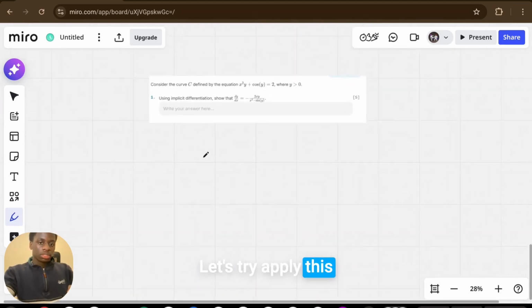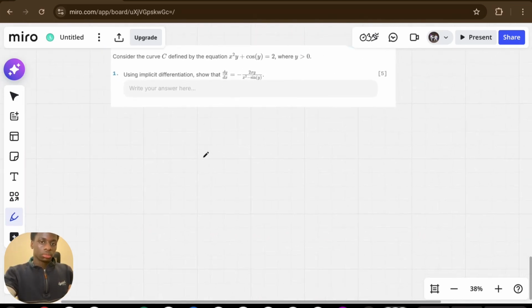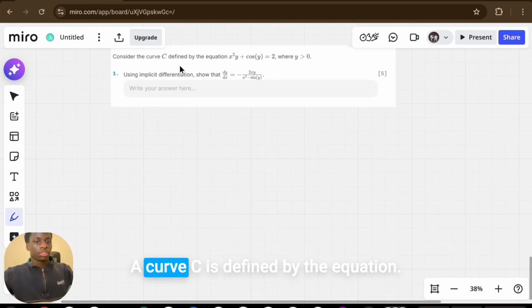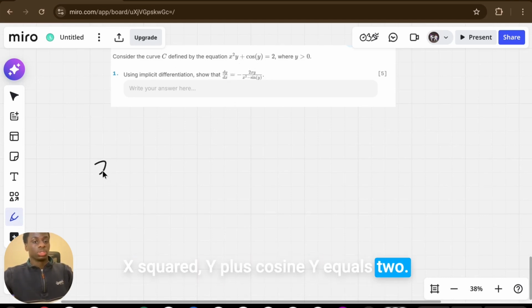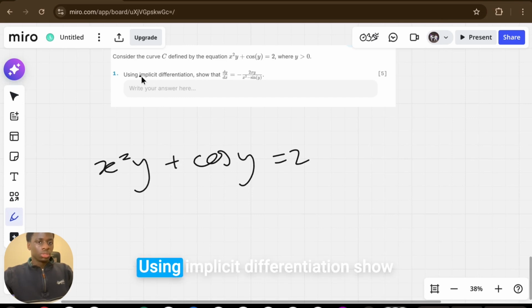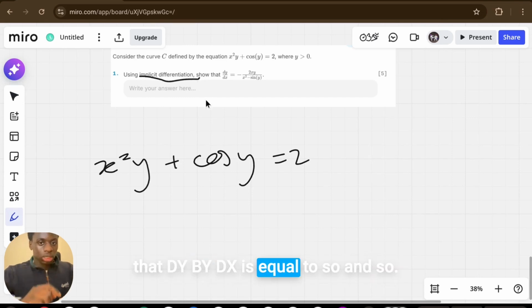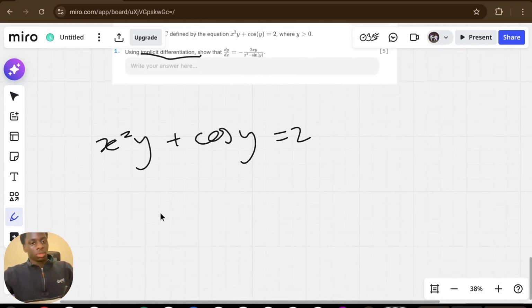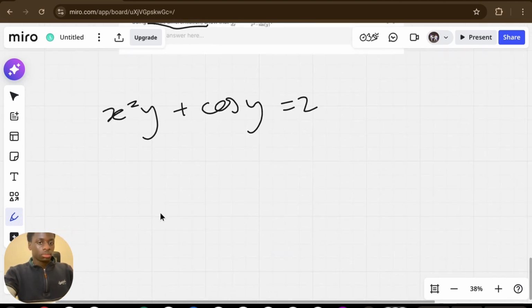Let's try to apply this knowledge to a question. A curve C is defined by the equation x squared y plus cosine y equals 2. Okay, using implicit differentiation, show that dy by dx is equal to so-and-so. Okay, let's try that.